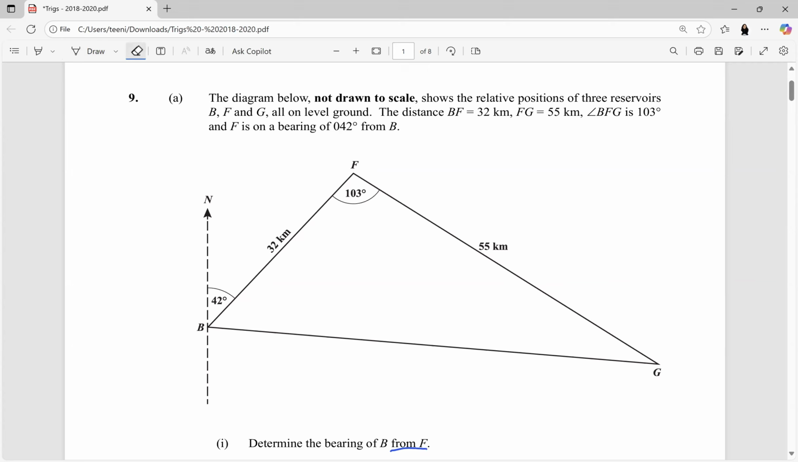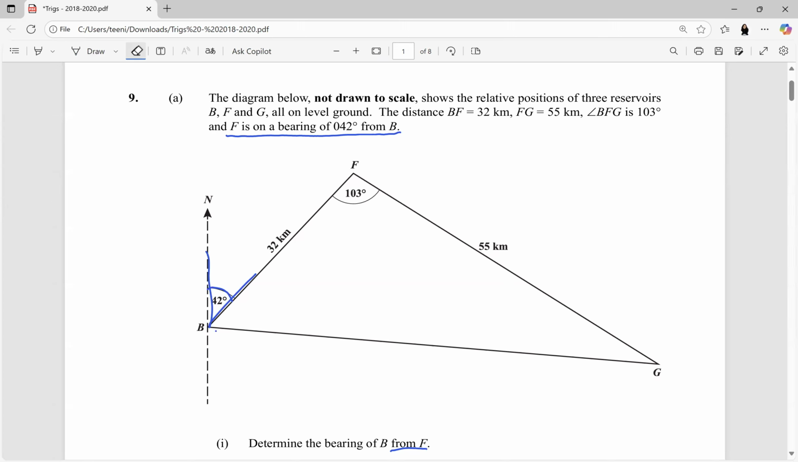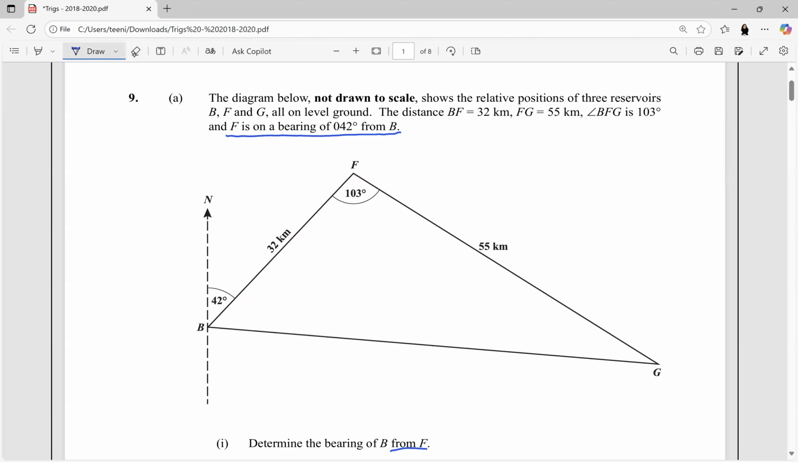That's what they said here. They said F is on a bearing of 42 degrees from B. So if it's from B, it means your starting point is at B. That's why you have this north line here at B. And the bearing is the angle between the north line at B and the line BF, the line connecting B to F. So that's why this angle of 42 degrees tells us the bearing of F from B. However, they are asking us to determine the bearing of B from F.